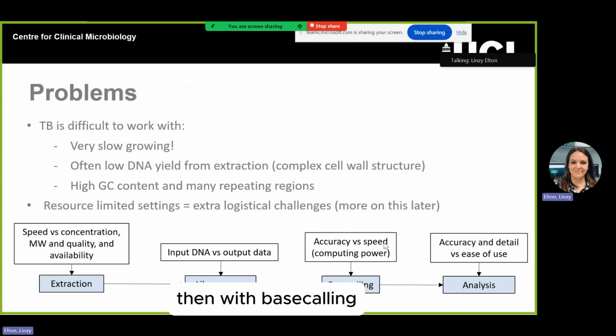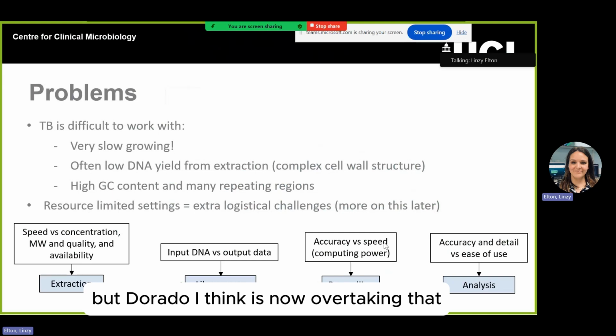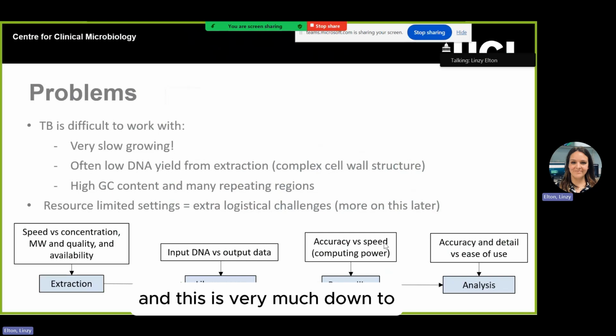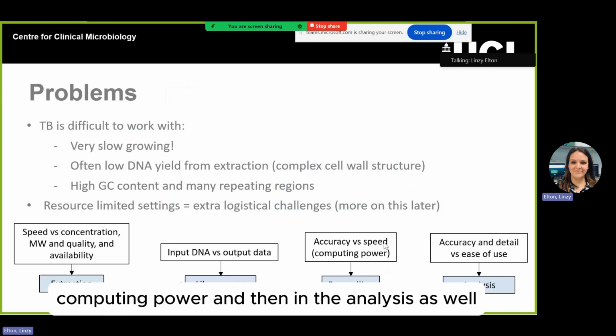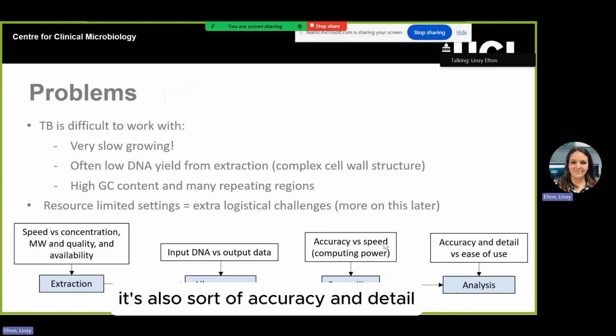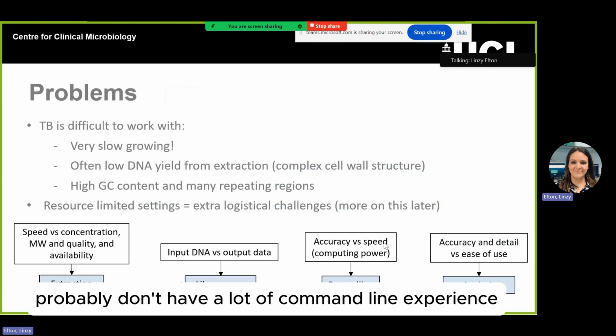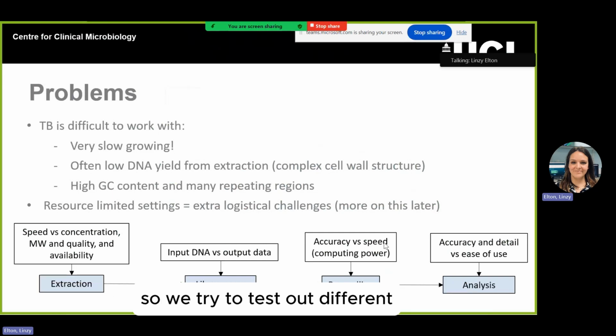Then with basecalling, in this project we use Guppy, but Dorado I think is now sort of overtaking that. We wanted to try and balance accuracy and speed, and this is very much down to computing power. And then in the analysis as well, it's also accuracy and detail versus how easy it is to use. The majority of people that might be using this pipeline probably don't have a lot of command line experience. So we tried to test out different browser-based options.